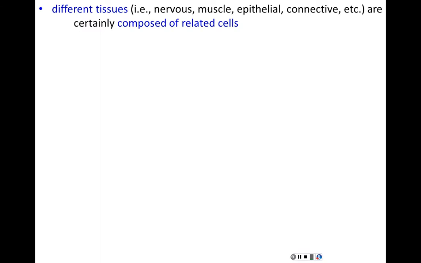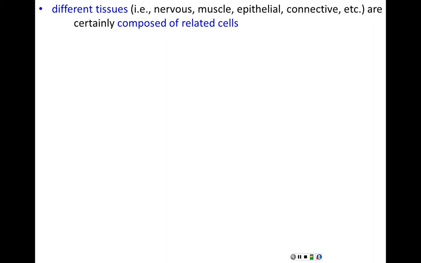So we have different tissues. These are tissues composed of related cells. They don't have to be identical cells, but cells of related function. So we have nervous tissues, of course, muscle tissues. We have epithelial tissues, which we'll talk about in detail today. Connective tissues, which we'll also cover in detail today.